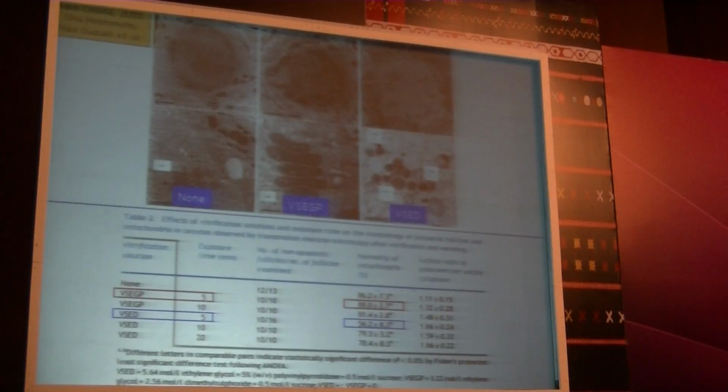The proportion of morphologically normal follicles vitrified in VSEGP for 5 minutes was significantly higher than that of follicles vitrified in VSED for 5 minutes. On the other hand, longer exposure time to VSED significantly increased the proportion of morphologically normal follicles, but no differences were observed between the two solutions.